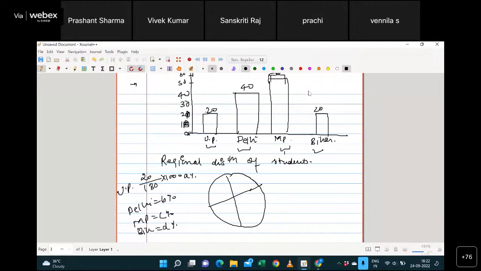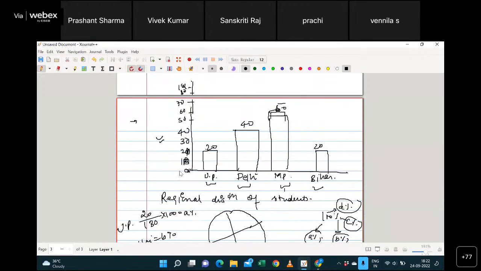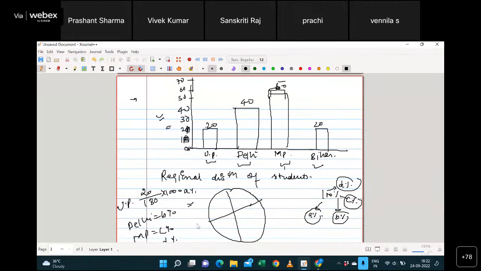That means you are interested in the share of something. Share of something means, suppose out of 100%, what percentage are players in academy A, what percentage in B, what percentage in C, and what percentage in academy D. Think of it like this: first I was interested in the count of students. After that, I was interested in the regional distribution of the students. So rather than counting, I'm interested in what percentage of students are from UP, what percentage from Delhi, MP, Bihar, and so on.